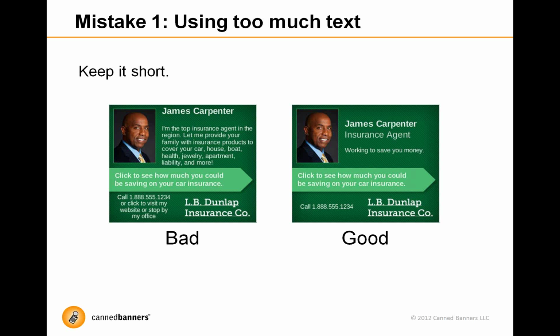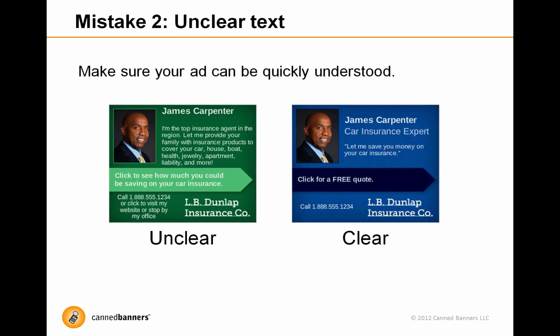ad on the right. So mistake number two is kind of related to mistake number one. In addition to having too much text, you can have a good amount of text, but you want to make sure that the text is clear. And so in this case, on the left, it's perhaps clear that this guy is an insurance broker, but on the right, it's very clear that he sells car insurance.